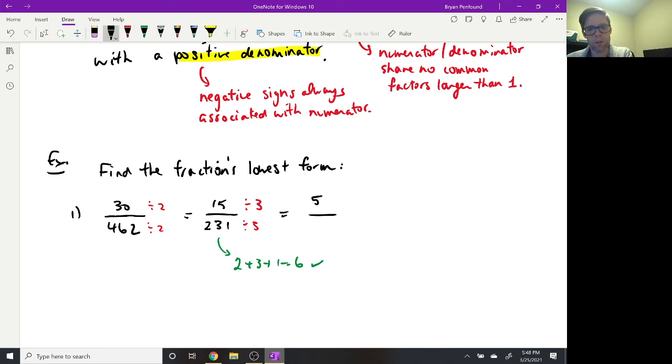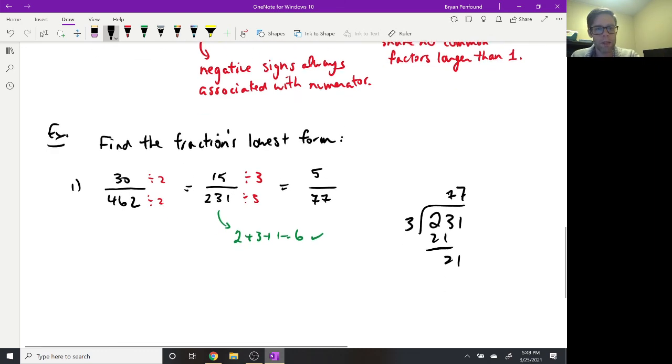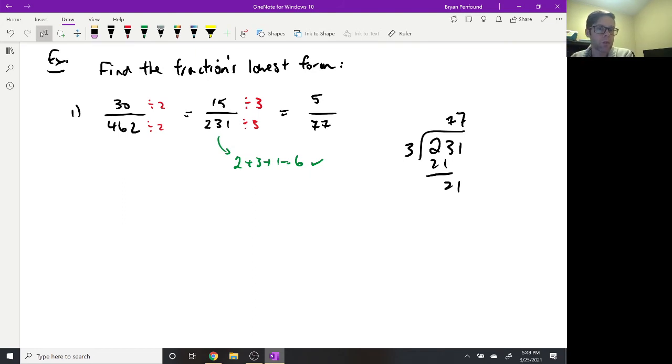15 divided by 3, we know that's 5. And 231 divided by 3 is going to be 77. That's fun. And so now I have the irreducible fraction that's equivalent to the one that I started with. It's the same proportion as the one I started with. It just doesn't share any common factors anymore. So 5 is a prime number. 77 is not divisible by that prime number, so there's no way that I could reduce this fraction any further. This is what we call the lowest form of that original fraction. So this is what I mean by the ability to reduce.